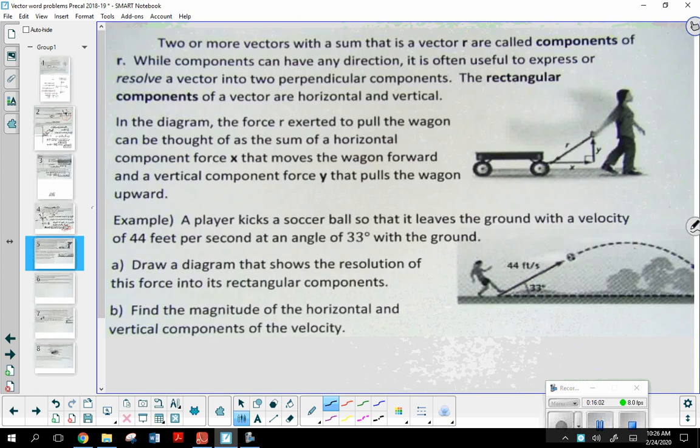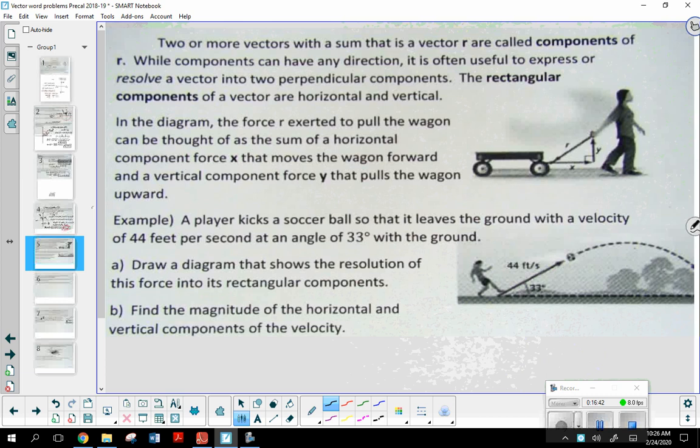Well, let's take a look at another concept here. 2 or more vectors with a sum that is a vector R, that's what we're calling the resultant, are called components of R. So all those word problems that we were looking at prior to this, the 2 vectors that we added together, those can be referred to as components of the resultant that we were finding. All right, now while components can have any direction, it's often very useful to express or resolve a vector into 2 perpendicular components. We refer to these as the rectangular components of a vector. Basically, that means the 2 vectors that you would add to get the resultant form a right triangle. You've got one horizontal and one vertical. Those are called the rectangular components.